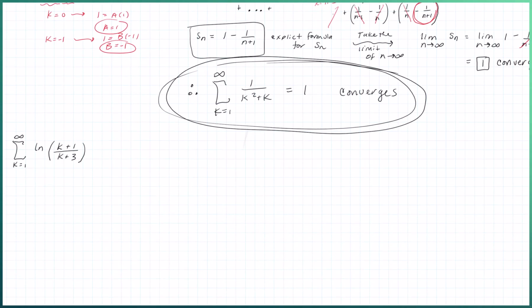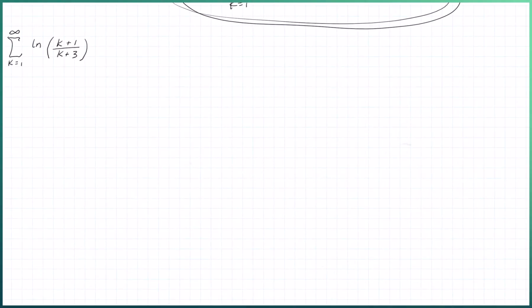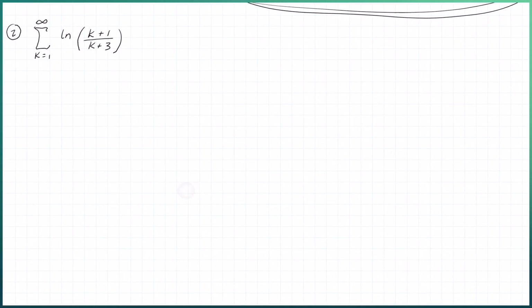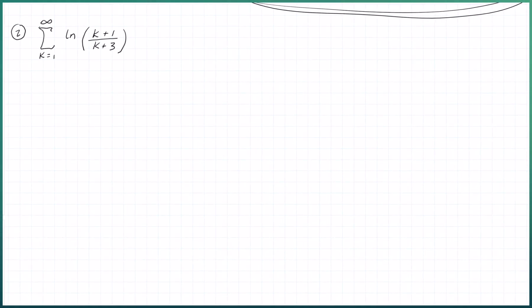Okay, let's look at one more on this video and see what happens. So let's look at this guy. This one, we have a natural log. We're taking the series of terms, the natural log of k plus 1 over k plus 3. And let's see what happens here. So I'm looking at that one and I'm thinking, okay, what sort of algebra could I do? I'm told that this is a telescoping series, so let's use some algebra.